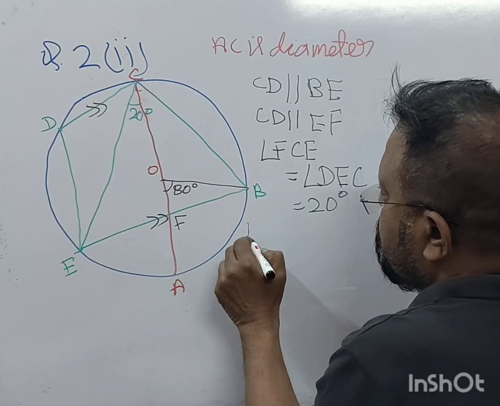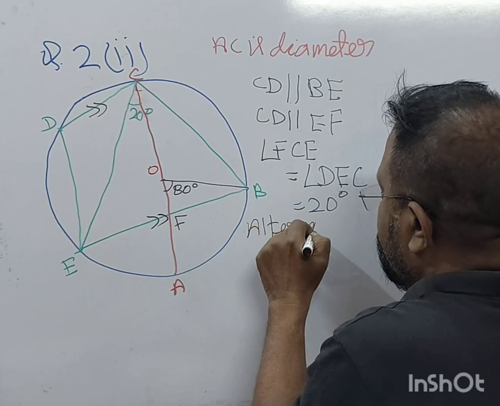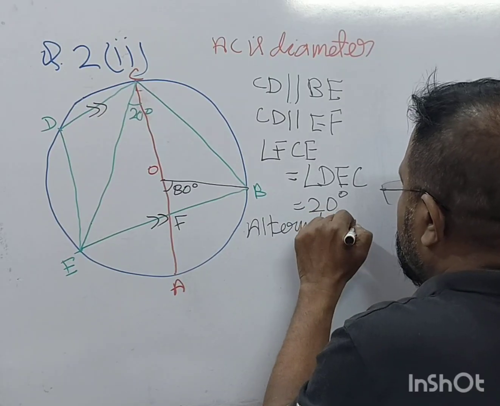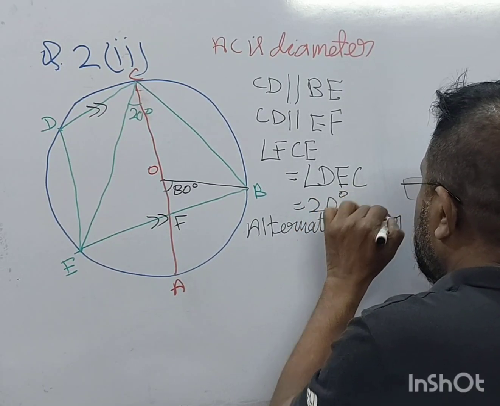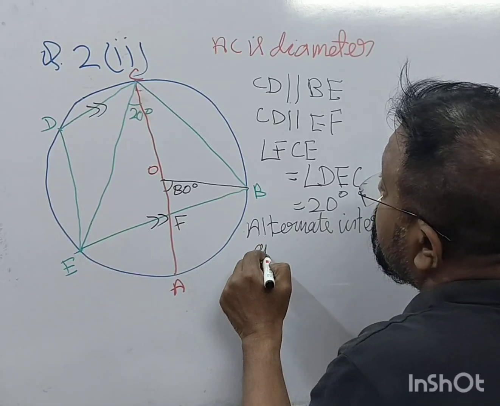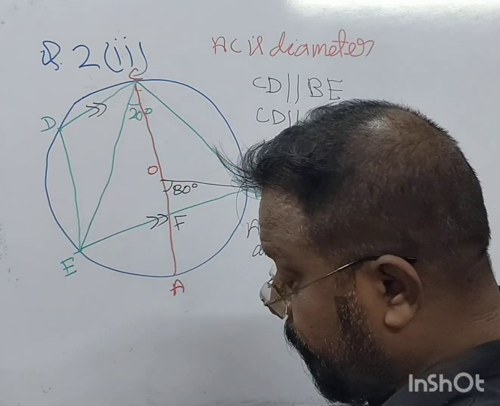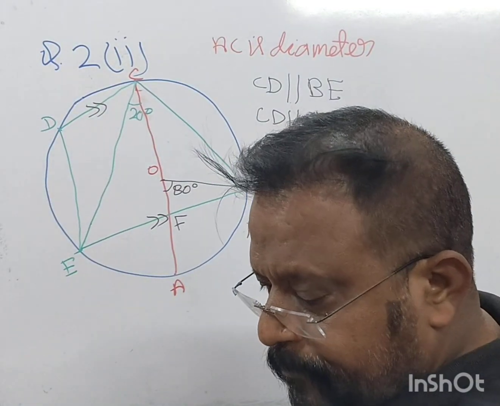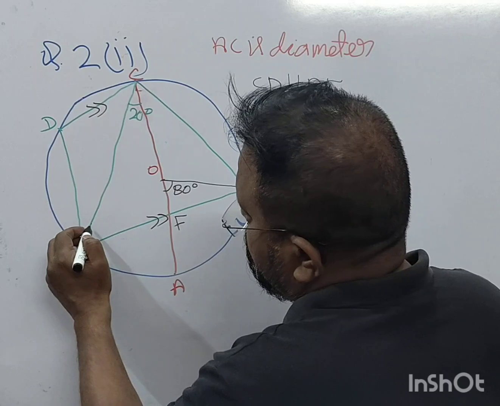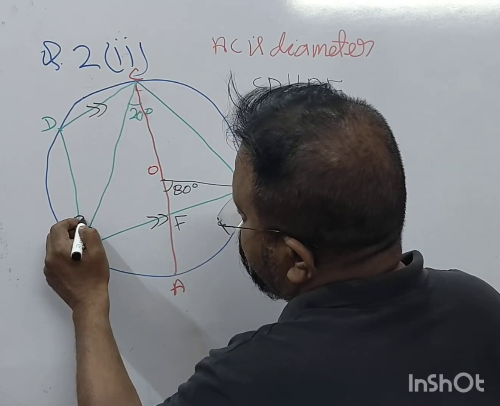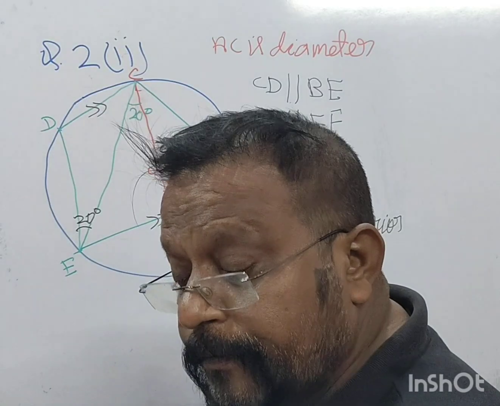That is the alternate interior angle. Alternate interior angle, ठीक है? This is of 20 degrees. Fine. Now what do we have?